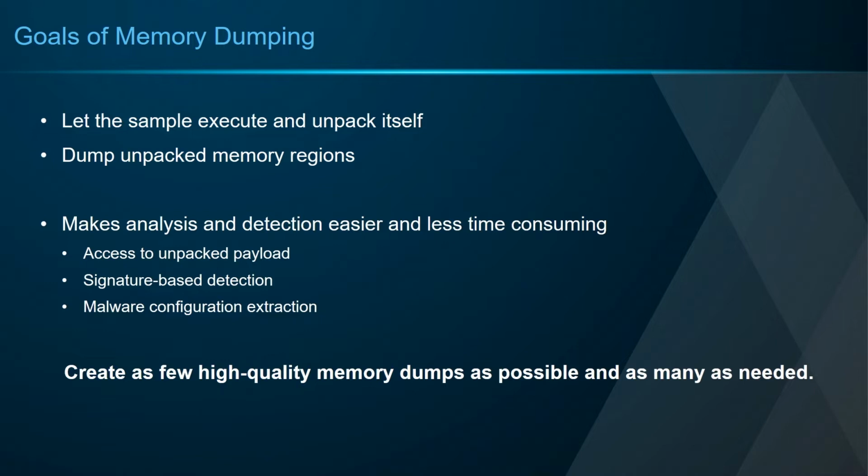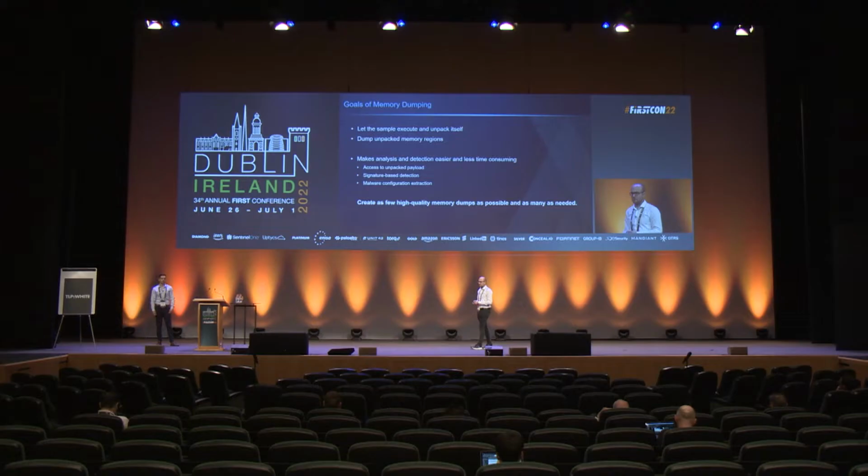To summarize this in just one simple sentence, we want to create as few high-quality memory dumps as possible, but still as many as needed. We define a high-quality memory dump as one that contains valuable data for us, valuable data for an analyst, for example. Either it's the unpacked payload, or some additional data like decrypted configuration data. Everything that somehow provides us some information is valuable for us.